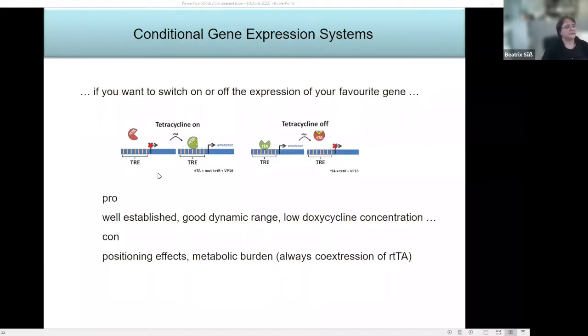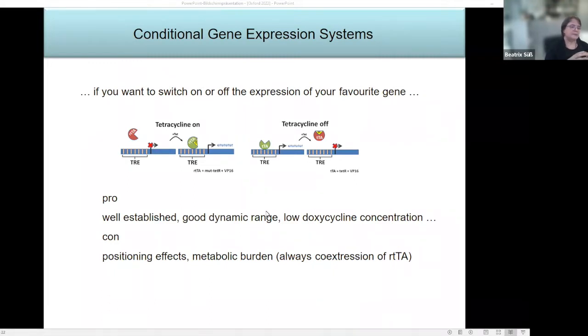Fuse it with an activator or a repressor domain. The cool thing for the TET system is that we have a small molecule ligand, and this can influence whether the protein binds to the DNA or not, so you can decide if you switch gene expression on and off. Most of you will know the system, have already heard about it or already applied it.